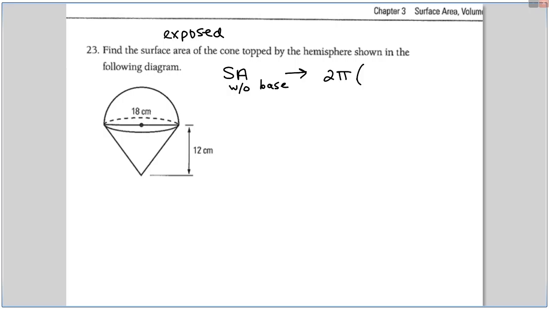The r is 18 or 9? 9, because you do half the diameter every time. These standardized tests for surface area and volume always just give diameter, and it's like, just give me the radius. Drives me nuts. So make sure you're always checking your tests, and if they're giving you diameters, right away chop it in half for radius.